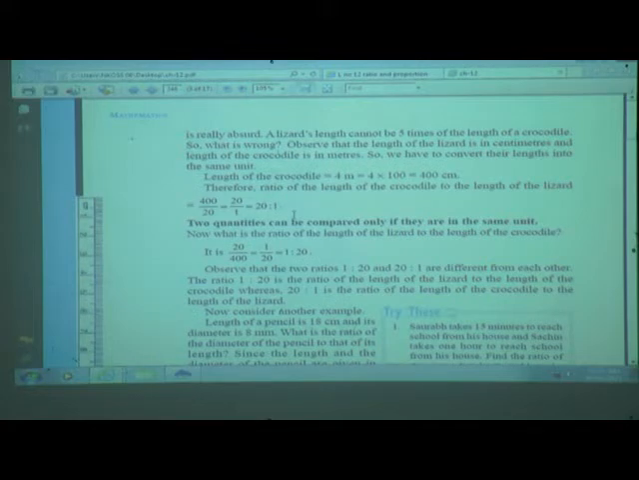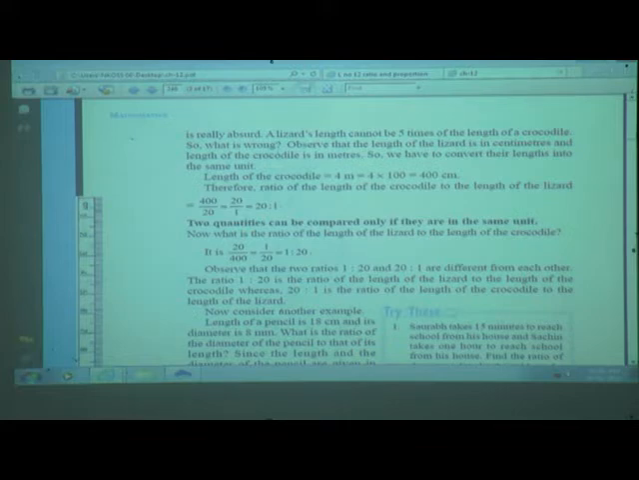Thus, we find out that two quantities can be compared only if they are in the same unit. If one is in meters and the other is in centimeters, can we compare them? No. To compare two quantities, we need to keep in mind that they can be compared only if they have the same unit.